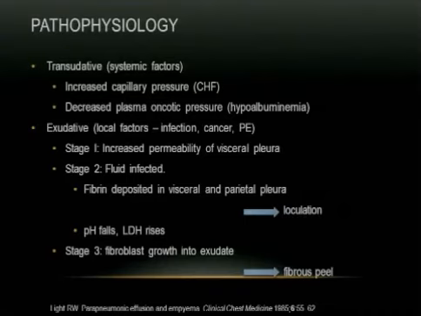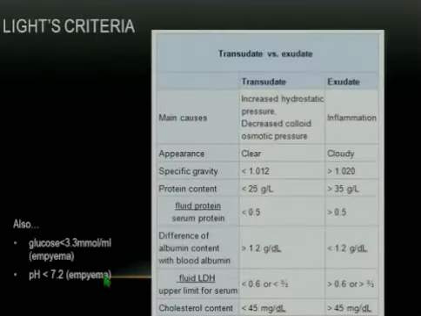And of course, you want to get to somebody before stage 3 because then you have a fibrous peel and your success rate for getting rid of that's going to be much lower. And we have to have this Light's criteria. You don't have to memorize this anymore because there are apps for it. You can go to MD Calc and plug in the numbers and it'll spit out whether you have a transudate or an exudate.